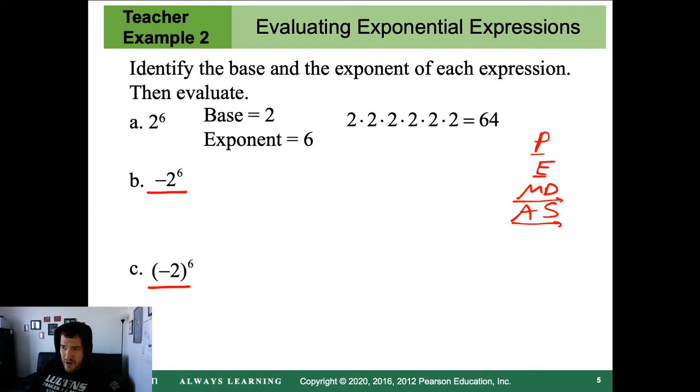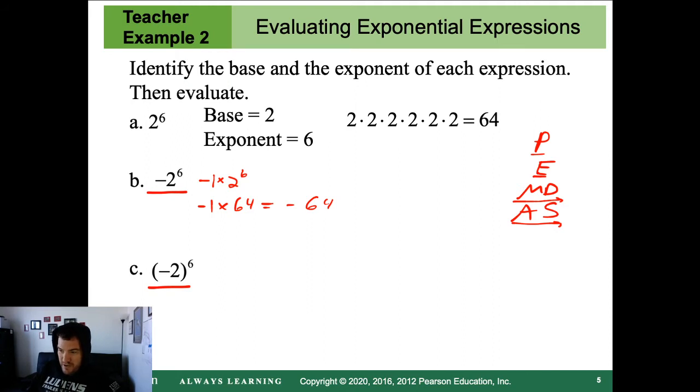So for B here, the way your calculator will view it, and the way Pearson actually views it for your homework, is as -1 times 2 to the 6th power. If I go down my order of operations, I see no parentheses. I see an exponent. So in this case, it would do -1 times 2 to the 6th power, which we figured out is 64. Then -1 times 64 gives you -64.